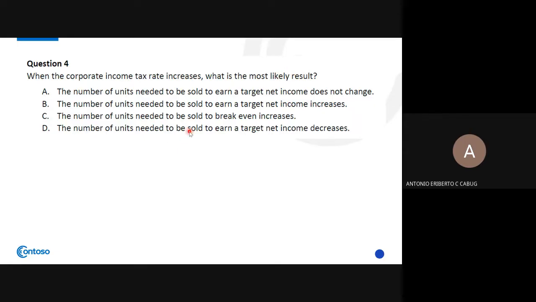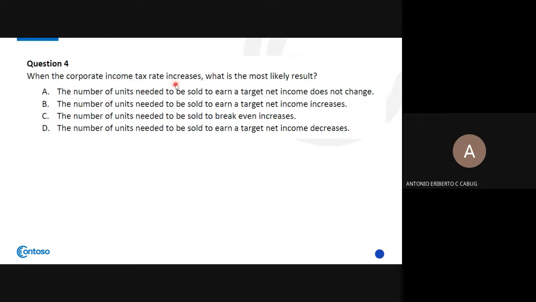Walang impact sa break-even point. Letter C, there is no impact on the break-even point. C is wrong because at the break-even point, the taxes are also zero. Pagdating sa break-even point, zero naman yung taxes. Kaya wala kayong poproblemahin pagdating sa break-even point. However, pagdating sa target profit analysis, mas kailangan mong damihan yung benta para makuha yung gusto mong kitain.